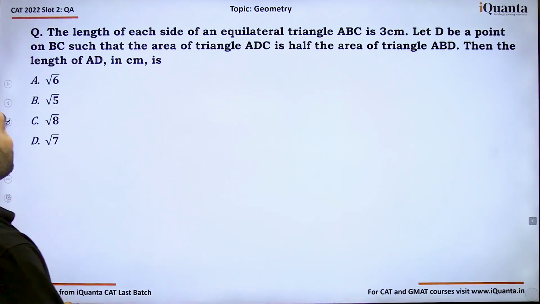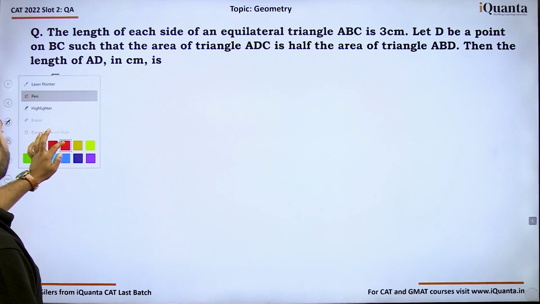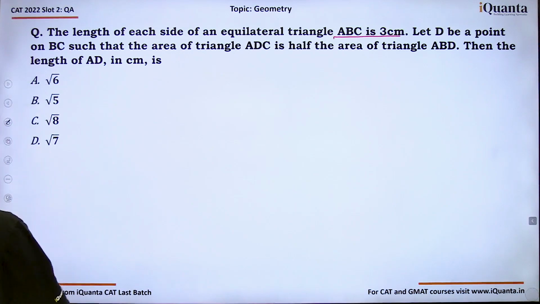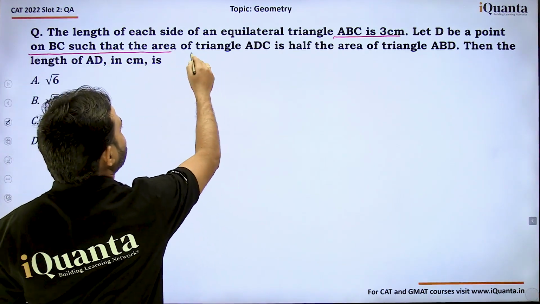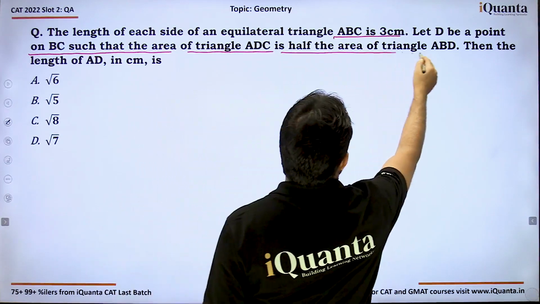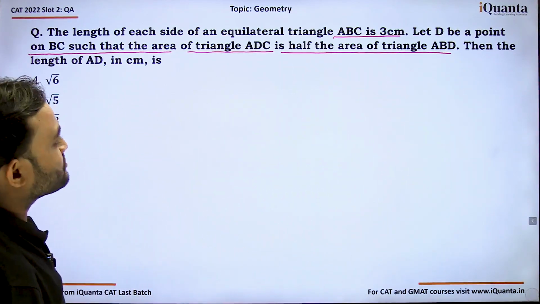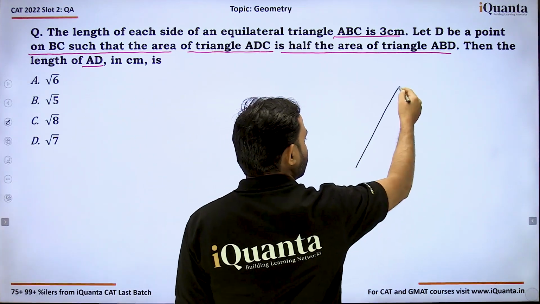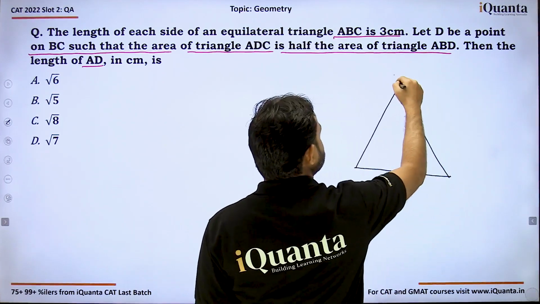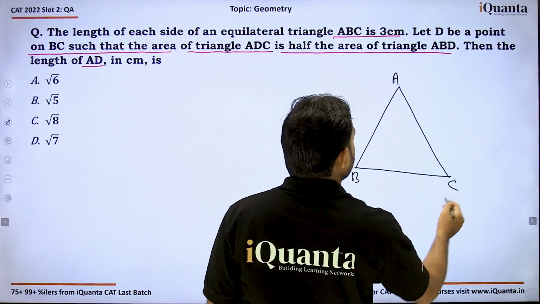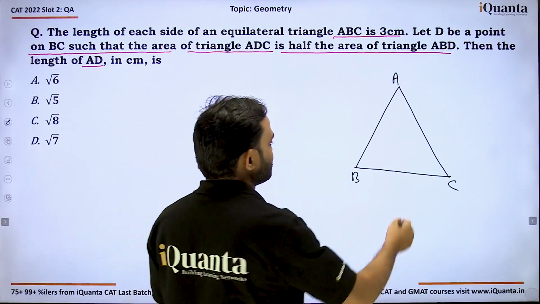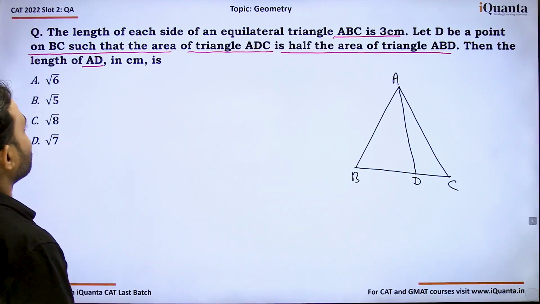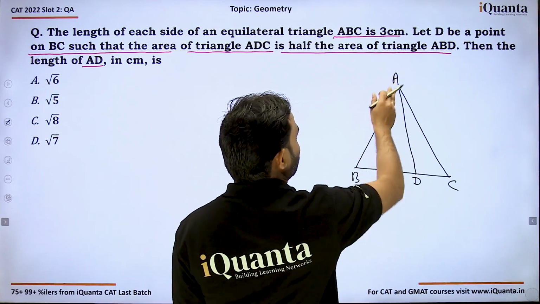Next question is based on triangles. It says the length of each side of an equilateral triangle ABC is 3 centimeter. Let D be a point on BC such that area of triangle ADC is half the area of triangle ABD. Then the length of AD in centimeter. So first let's draw an equilateral triangle ABC, and it's given that D be a point on BC, so let's say this is point D, such that the area of triangle ADC is half of triangle ABD.